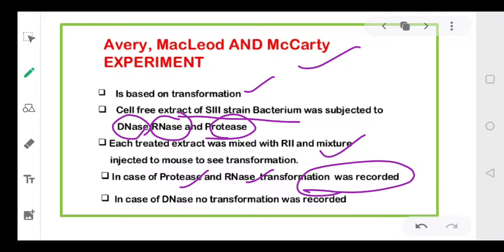So in case of protease, that is the enzyme protease, and RNase, the transformation was recorded. But in case of DNase, no transformation was recorded.